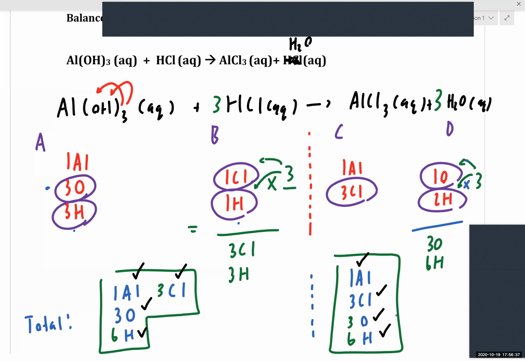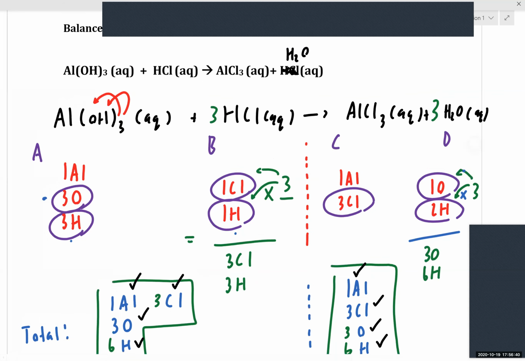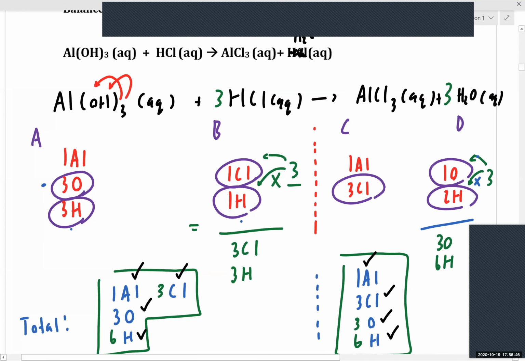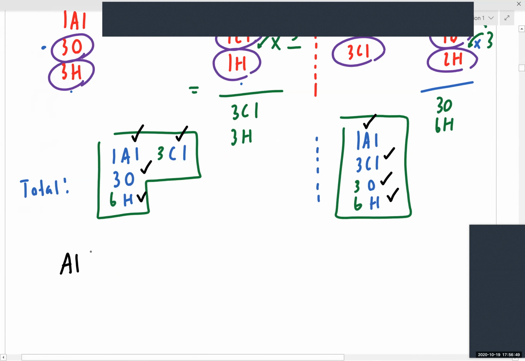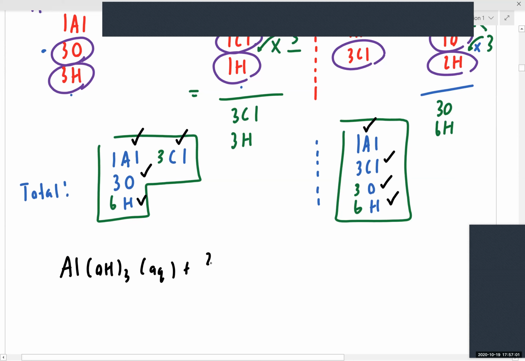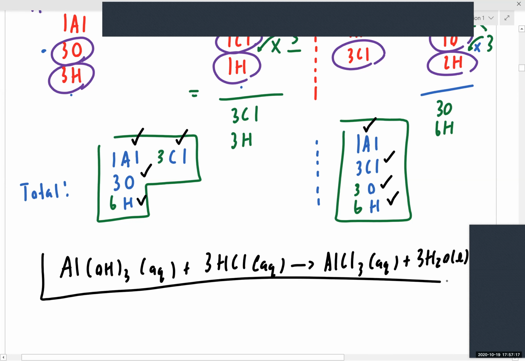And now, as a last step to make things easy on us, we're just going to rewrite this equation. I'm going to rewrite my final equation as aluminum hydroxide. Let me check the state symbol just to make sure. Aqueous, okay. Plus 3HCl, aqueous, leads to aluminum chloride, aqueous, plus 3H2O, liquid. So here's our complete balanced chemical equation.